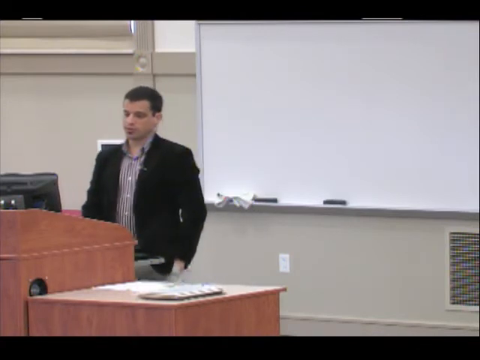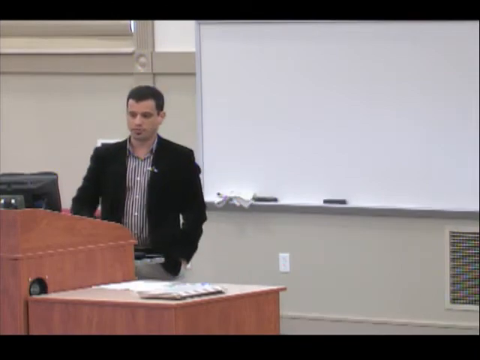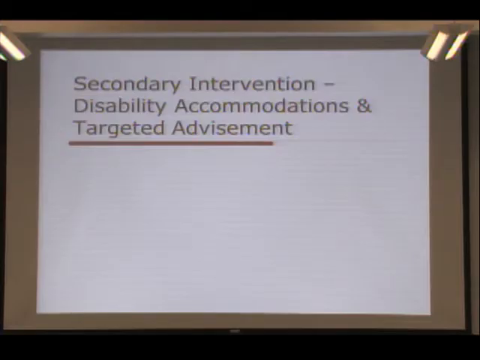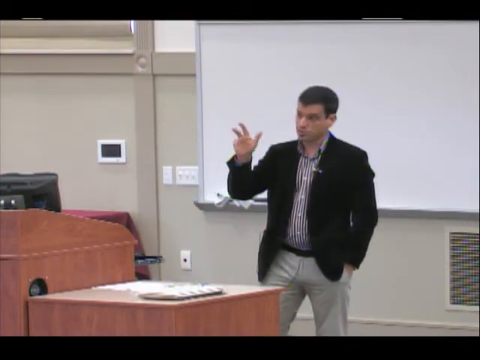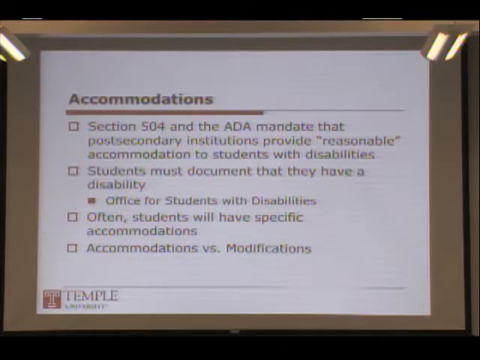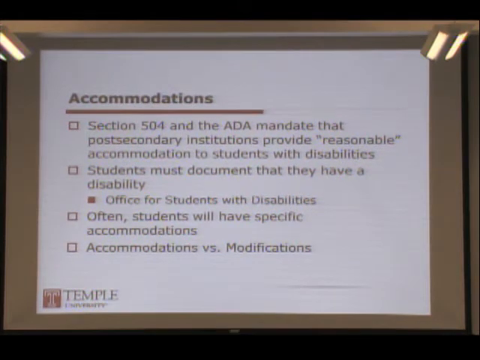Okay, so moving into secondary interventions, with disability accommodations and targeted advisement. These would be for students for whom the universal design strategies alone would not be sufficient. These are probably students with disabilities, or maybe students who come to the university lacking some of the necessary self-advocacy, problem-solving, and study skills. So these are more targeted strategies. Or these might be students who have a documented disability who get accommodations through the Office of Students with Disabilities. So, just some important comments about accommodations.